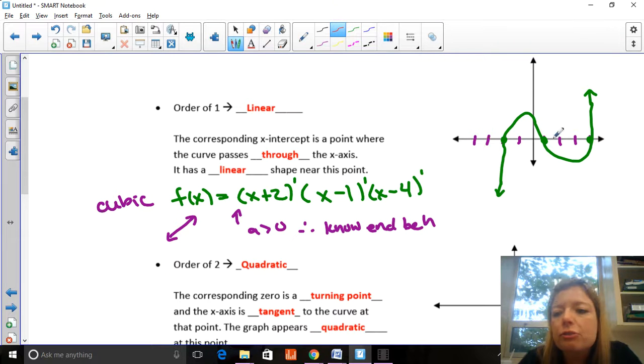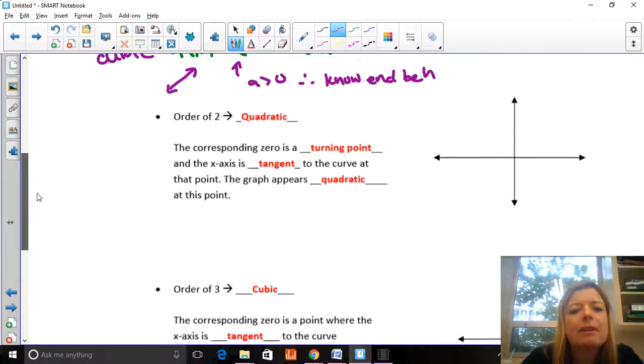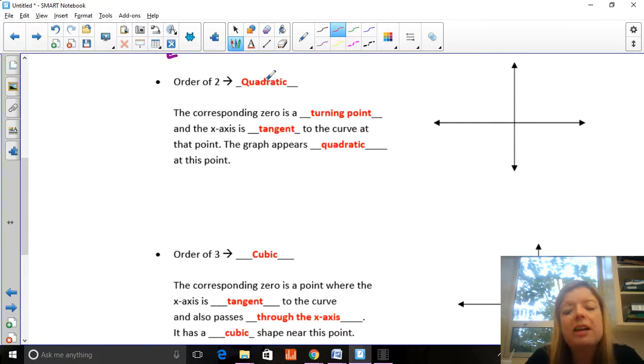Now, if we were to zoom in on one of these zeros, it would look like just a straight line right at that point. It would look linear because it's going right through. So it just looks like a straight line, and that matches with the order of 1. Now, if something has an order of 2, however, it's going to look quadratic at that point.